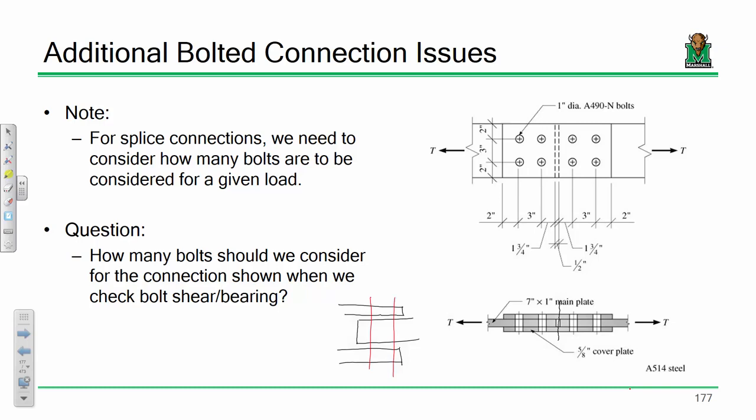So whenever you see a splice connection like this, when you're doing the analysis, what you've got to do is cut a section through the middle of it and only consider half of those bolts, because they're not all acting together. Half of the bolts are transmitting the load one way, half of the bolts are transmitting the load the other. So don't look at a connection like that and say, well, it's got 8 bolts. It doesn't, okay? It only has 4. Does that make sense?